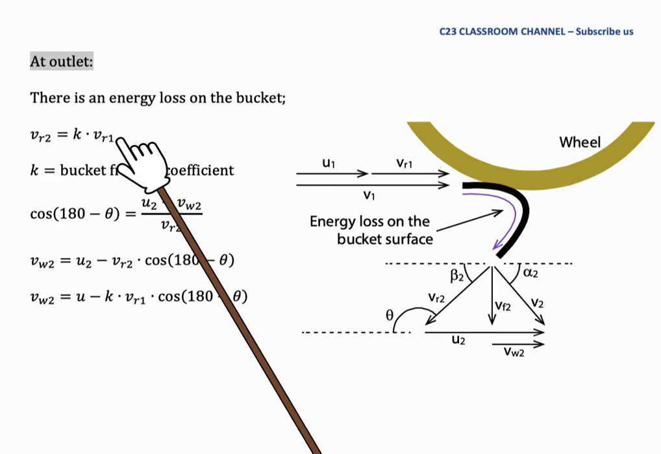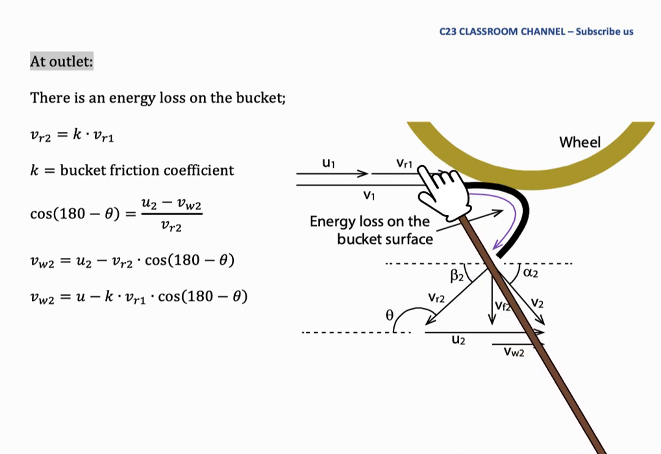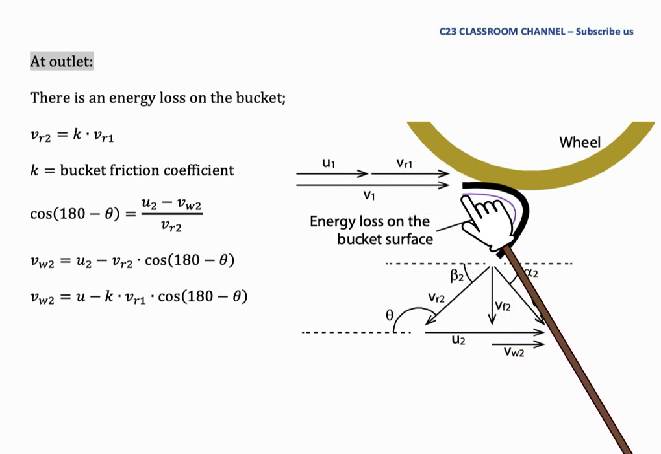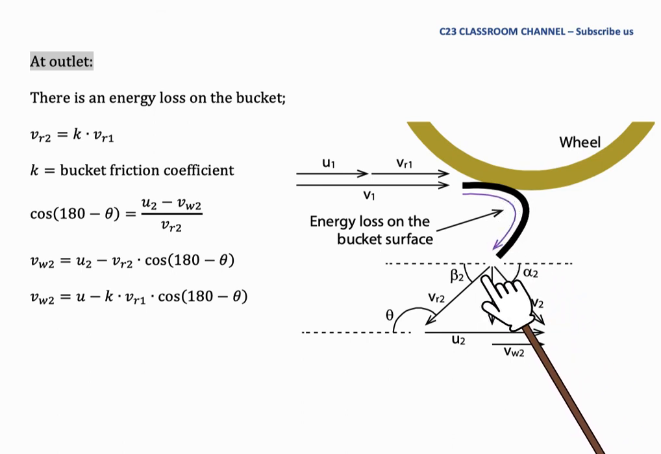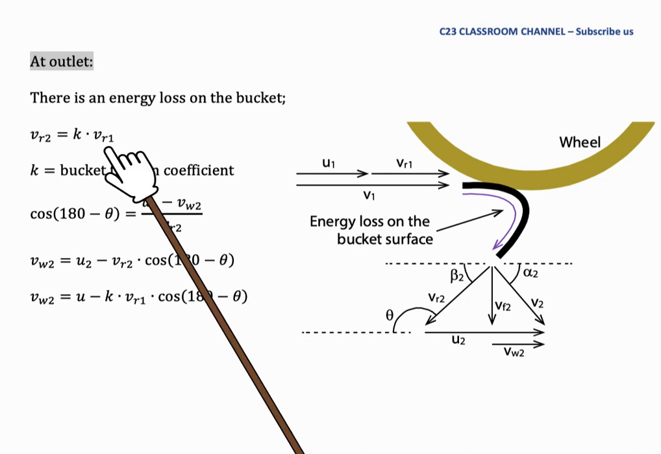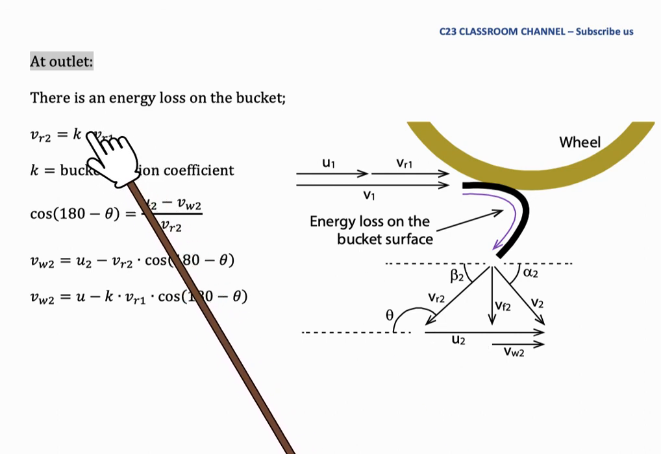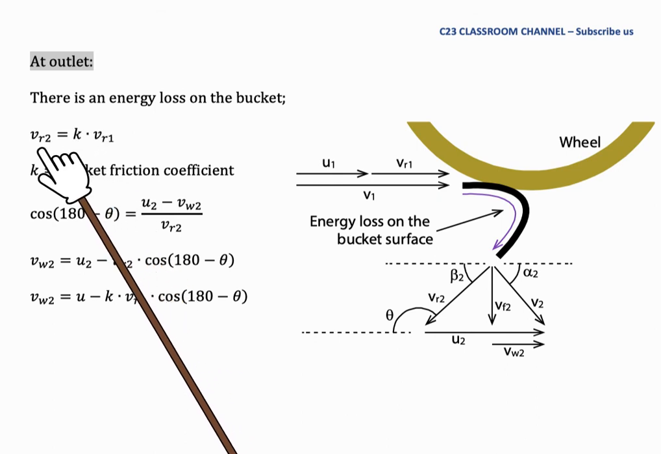From this equation, you could imagine that, for example, if VR1 is equal to 10 meters per second, because it flows on the surface of the blade, the output at the outlet, VR2, might be less than 10 meters per second. So it means that we need to multiply the value of VR1 by a certain coefficient to represent the value of VR2.